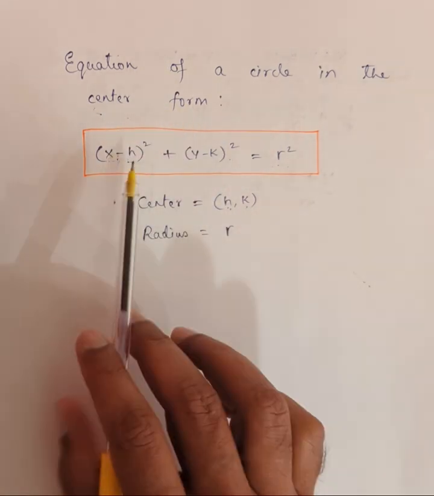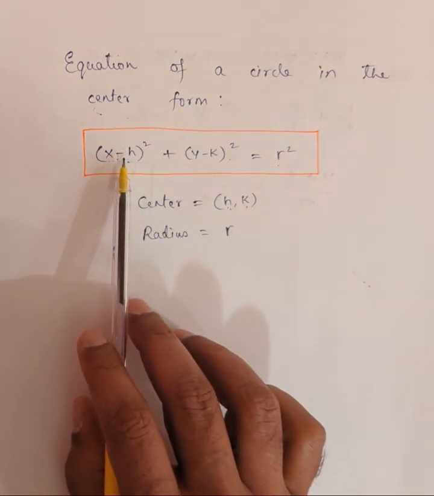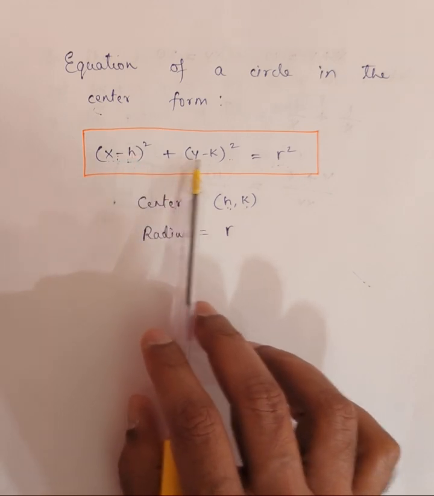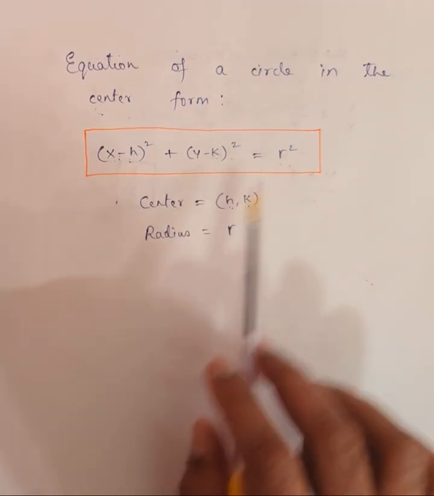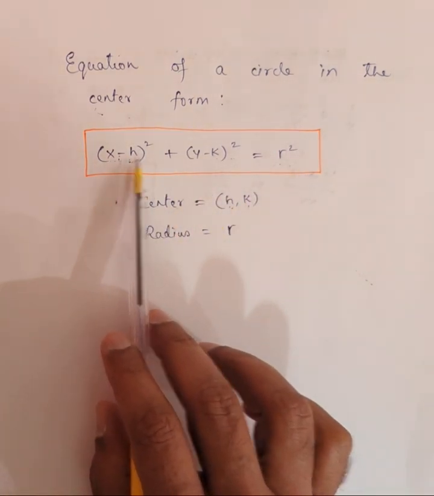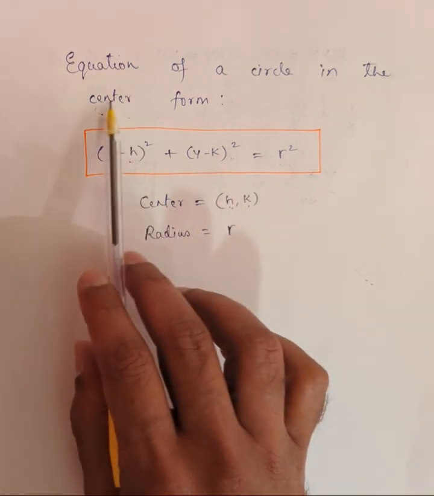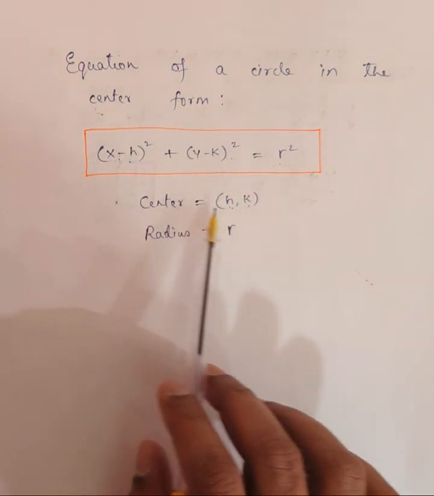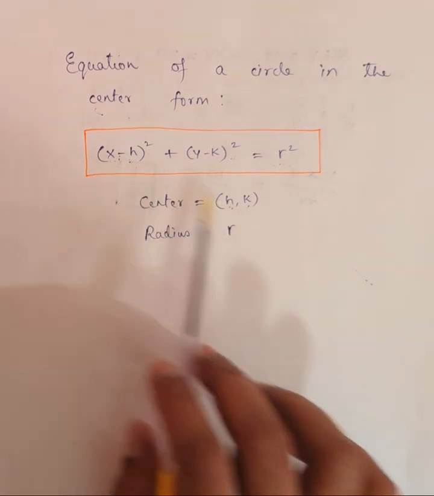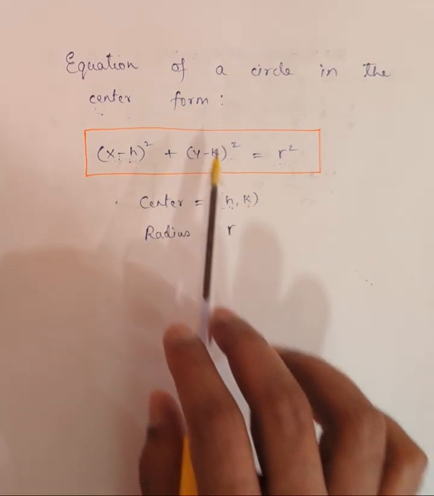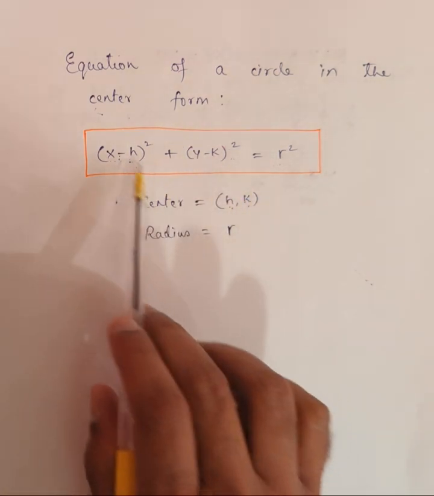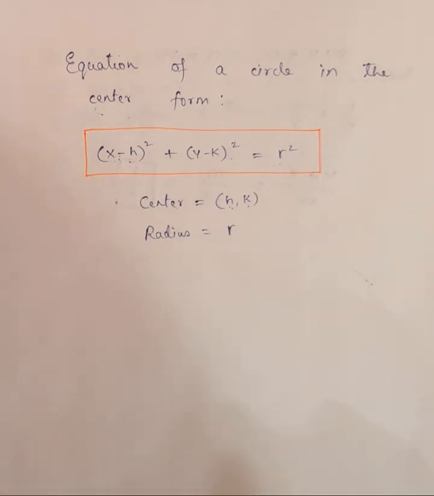One is called the center form, where it looks like this. You have a perfect square plus another perfect square equals r square. From here you can read the center and radius. That's why it's called the center form. So x minus the x coordinate of center square plus y minus the y coordinate of center square equals r square. So if it's given in this form, then it's good. We can find the center and radius.